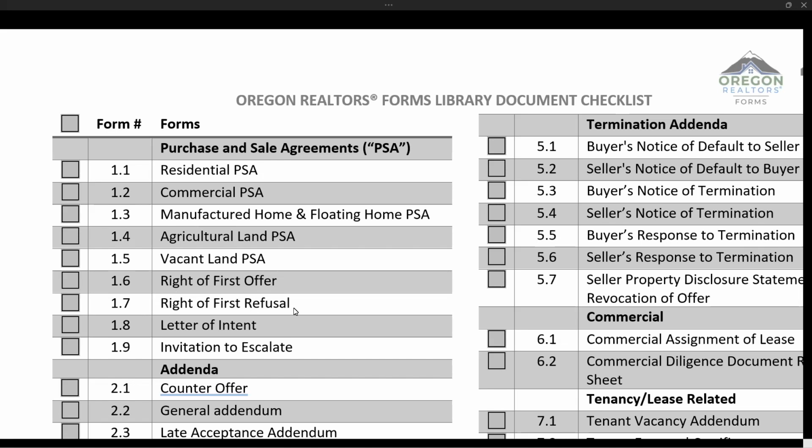The right of first offer, right of first refusal, and letter of intent are standalone documents that are separate from the purchase and sale. They are in fact documents that are dealt with outside of the purchase process. For example, the letter of intent is used to indicate what your intended terms might be, to give you an idea of what you should write your offer as before you have to spend the time of writing the offer. The invitation to escalate is a way of modifying the offer itself to add an escalation clause to it.